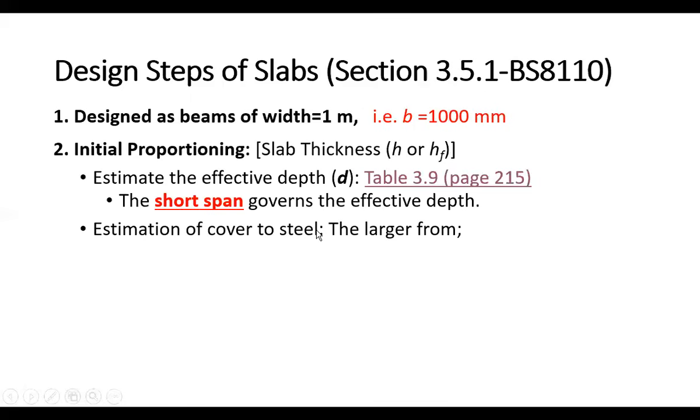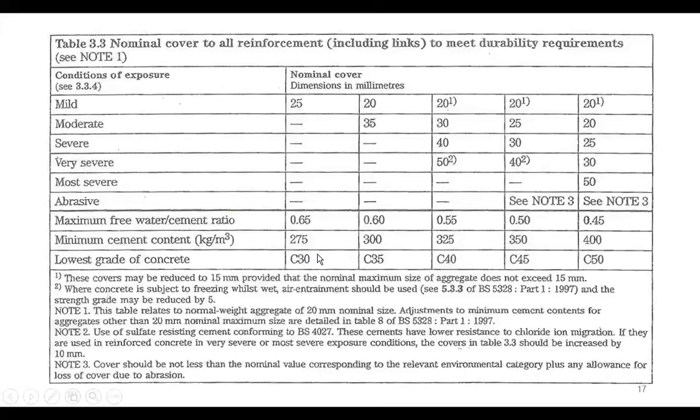The cover to the steel reinforcement depends on the larger of two values. The first value is about durability, we have table 3.3, page 206. Let's go and see this table. In this table, in the BS code, it will give you the nominal cover to all reinforcements, and it depends on the exposure, mild exposure, moderate, severe, and so on. It also depends on the concrete compressive strength that you are using, starting from grade 30, meaning 30 megapascal, going to 35 and to 50 megapascal.